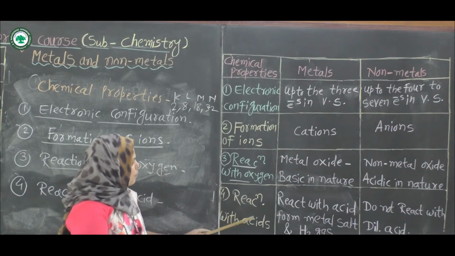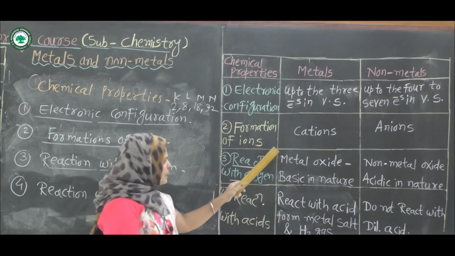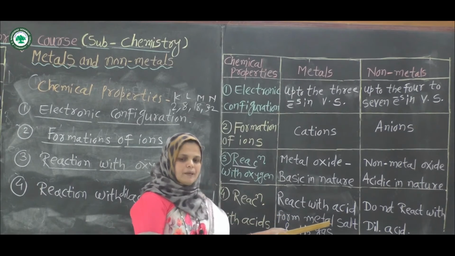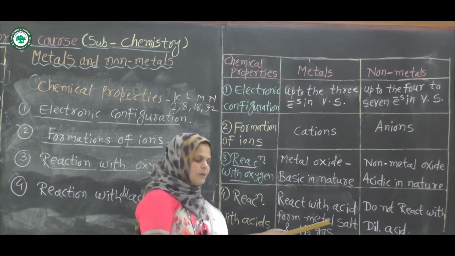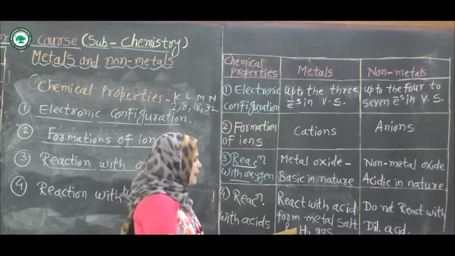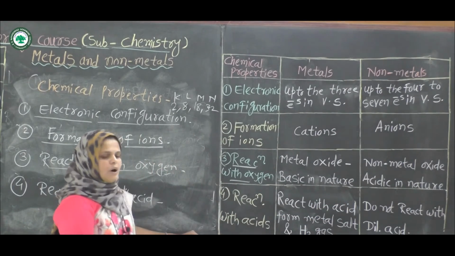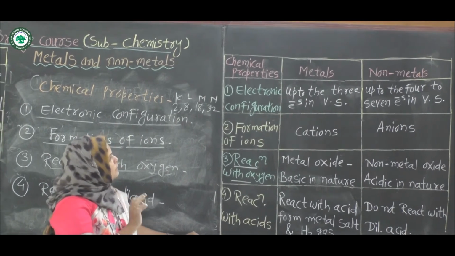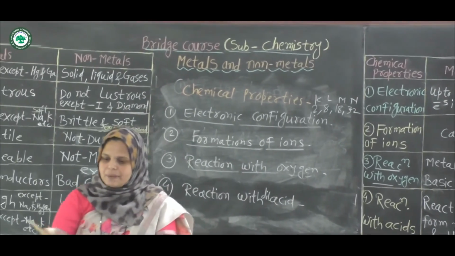And the fourth chemical property is the reaction with acid, in which metals react with acid to form metal salt. Metal salt means salts formed from metals. And in the reaction with acid, metal salt is formed and hydrogen gas is evolved. But non-metals do not react with dilute acid. In this way we see the chemical properties of metals and non-metals.